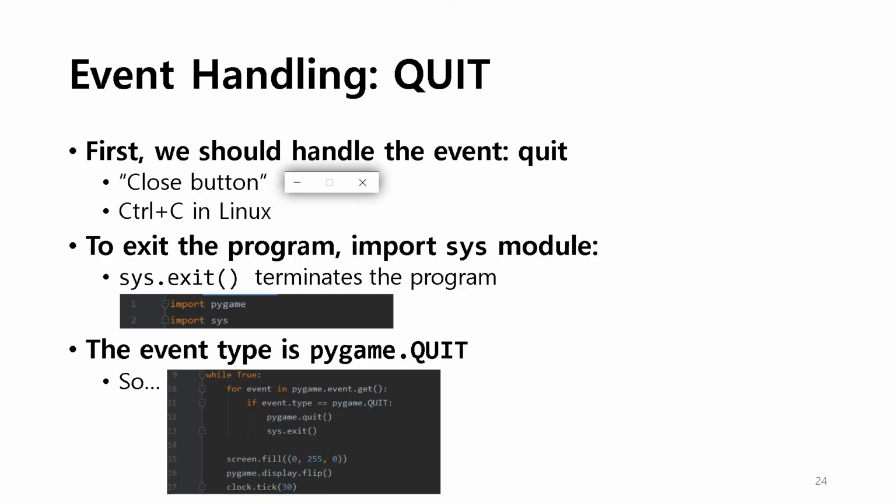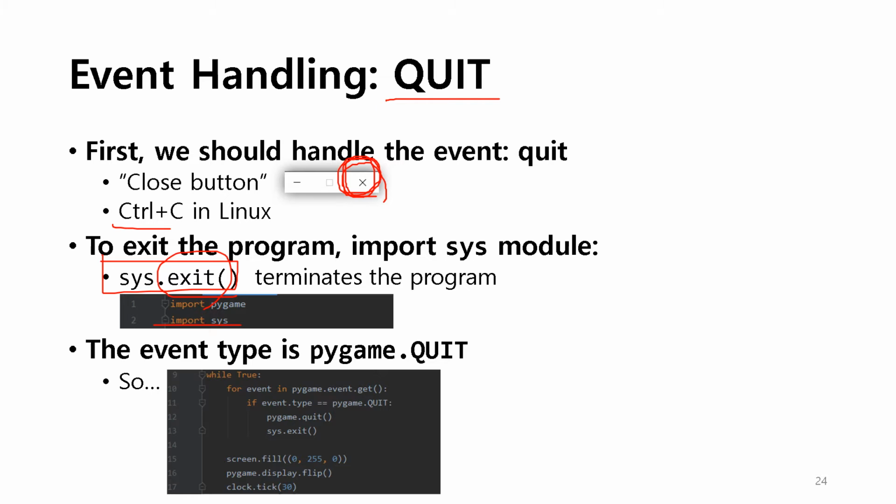Then, at first, we will implement the quit event. If you click the close window button like this, or press Ctrl C in Linux, then the game must be terminated, right? We can terminate Pygame and the program with the Pygame quit function and the sys exit function. We should import the sys library, it means system, to use the sys exit function, like this. If the function is called, the program is terminated regardless of the current situation.